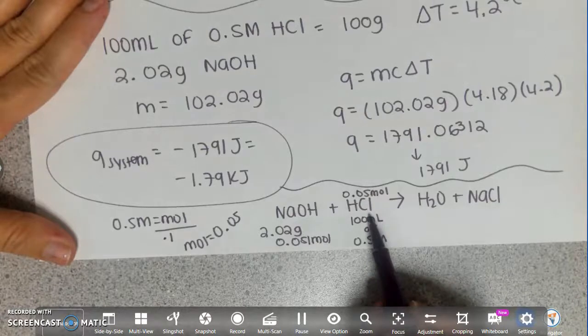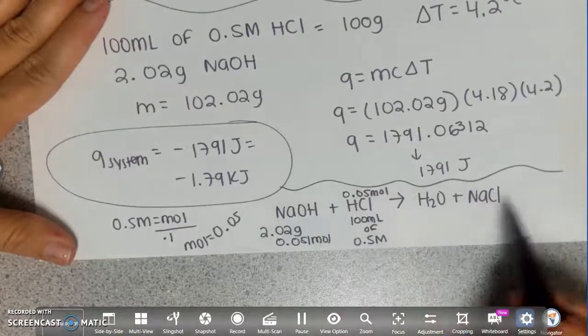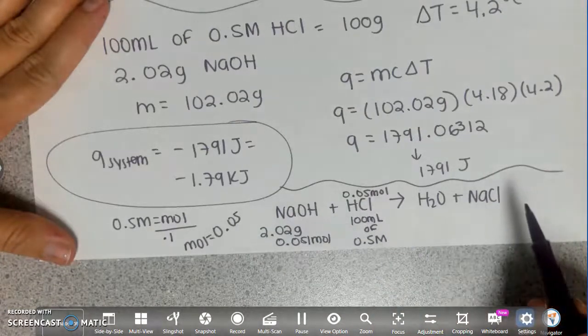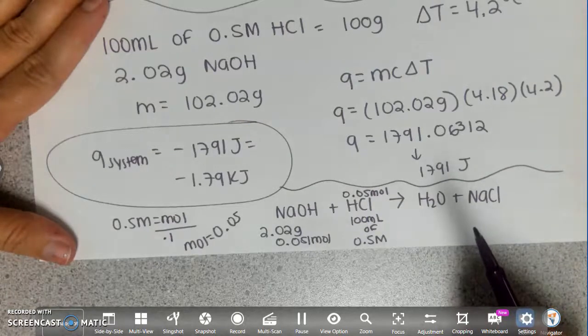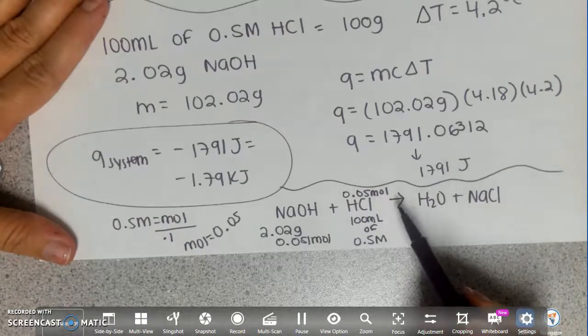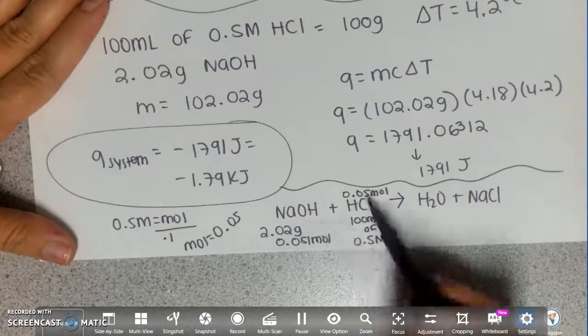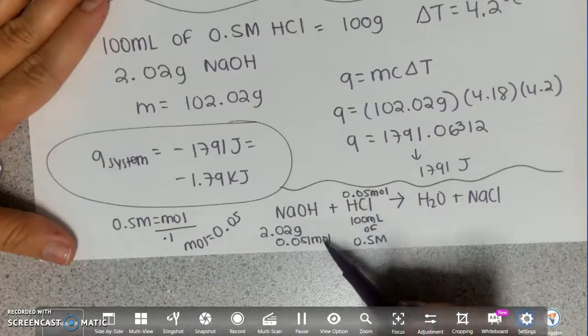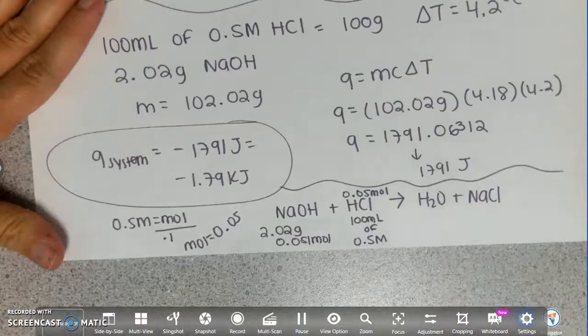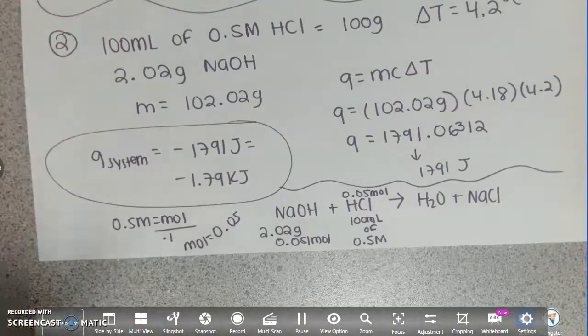Now looking at this equation, it's all 1-to-1. There are no coefficients in this, so they're both limiting. In your example, these are pretty much the same number, but your moles might be different than mine. And so double check your moles and go with the smaller number. Just so happens in my made-up numbers they're the same, but that won't necessarily be the case in yours. So whichever moles is smaller, use that value for your delta H.